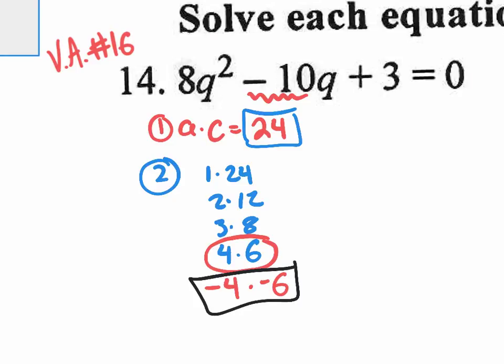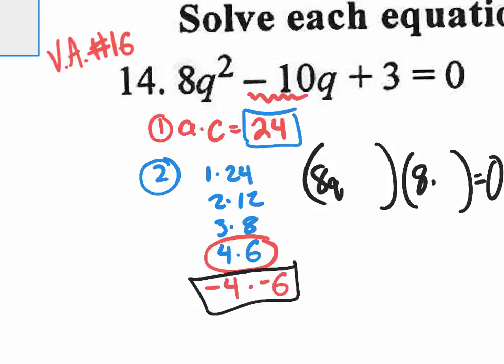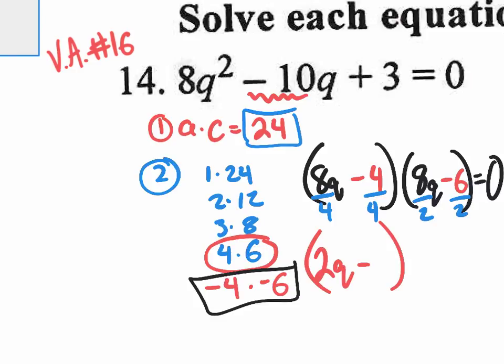And we're going to use the shortcut. The shortcut, instead of factoring by grouping, would be to take that 8q squared and just write it 8q, 8q, and then plug in the minus 4 and the minus 6. And that's your answer format. But we're going to reduce both binomials, and in this case the first one by 4 and the second one by 2, I believe. Yeah. So the first binomial will become 2q minus 1. The second binomial will be 4q minus 3, and it's still equal to 0.